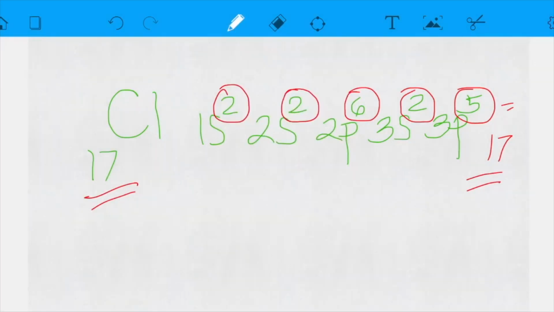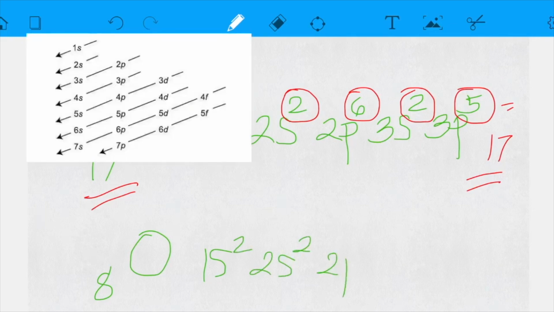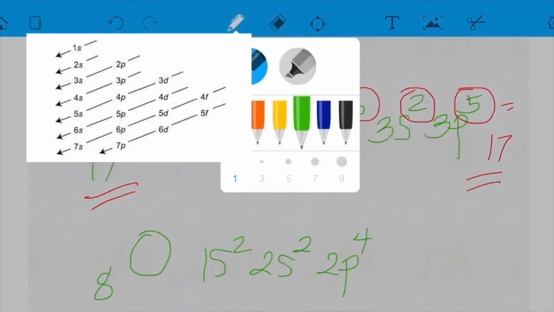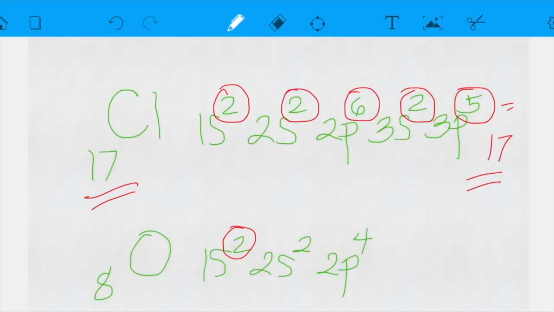So let us take another example. Oxygen 8, or O8: 1s2, 2s2, and 2p4. So with that, we again count the number of electrons. To countercheck, 2 plus 2 plus 4 is equal to 8.